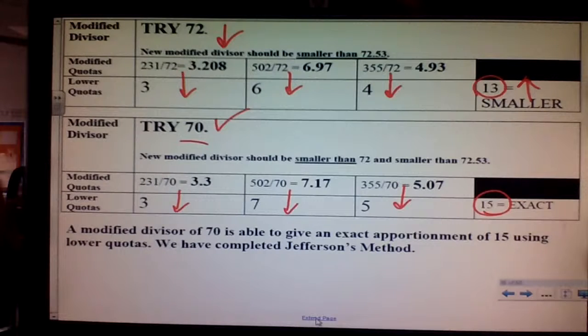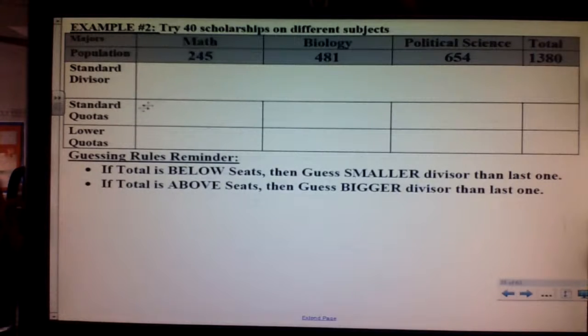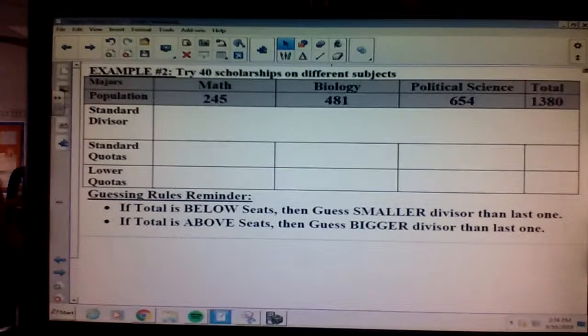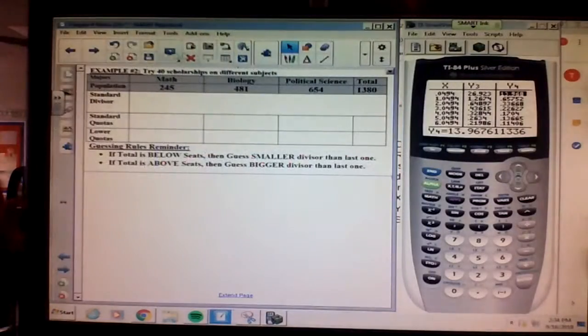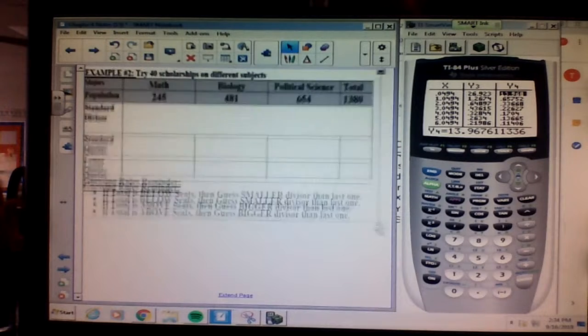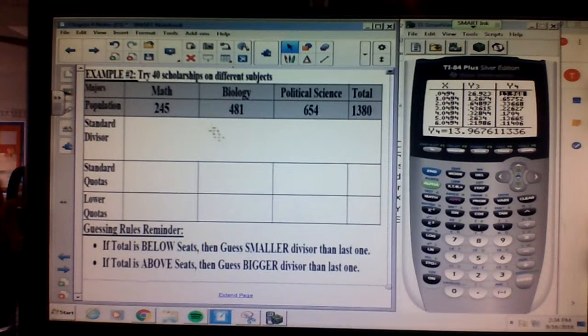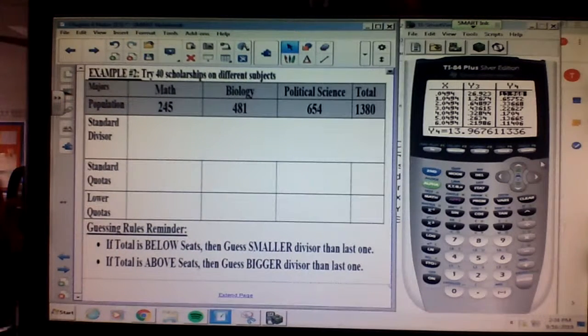Okay, so I think I have 4 examples that we're going to actually do. All right, so let's see what we can do. I like it. So then I can have the calculator up there at the same time.